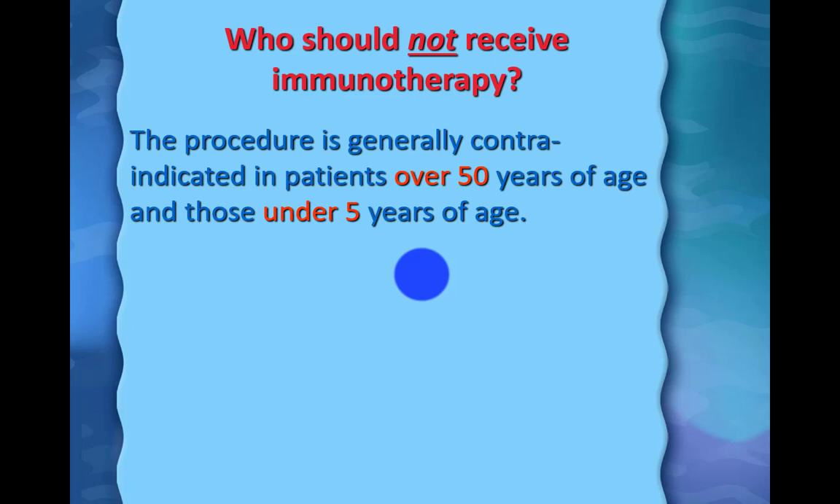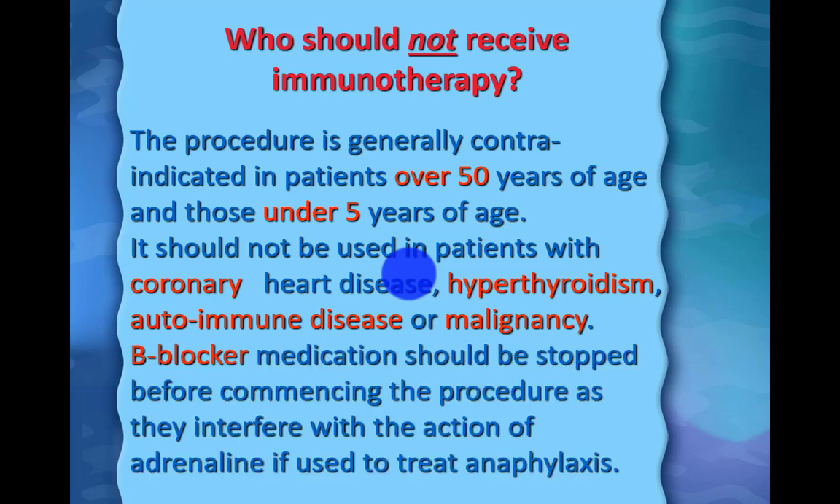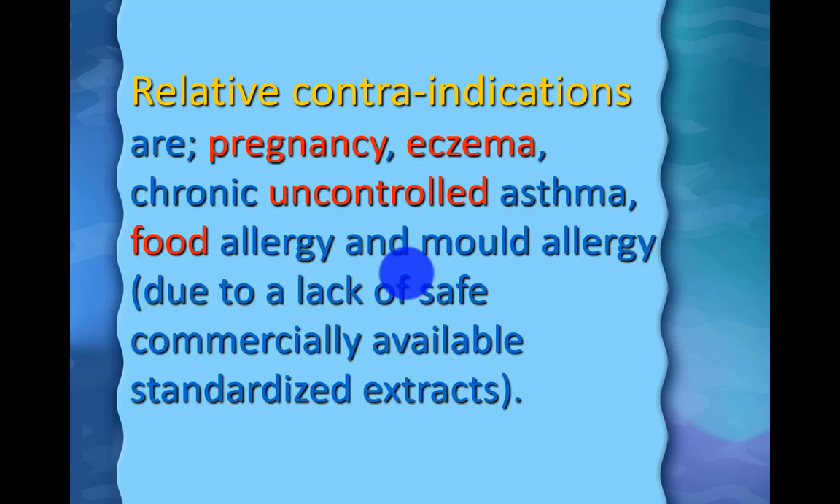Who should not receive immunotherapy? The procedure is generally contraindicated in patients over 50 years of age and those under 5 years of age. It should not be used in patients with coronary heart disease, hyperthyroidism, autoimmune disease, malignancies. Beta blocker medication should be stopped before commencing the procedure as they interfere with the action of adrenaline if used to treat anaphylaxis. Relative contraindications are pregnancy, eczema, chronic uncontrollable asthma, food allergy, and mold allergy due to lack of safe commercially available standardized extract.